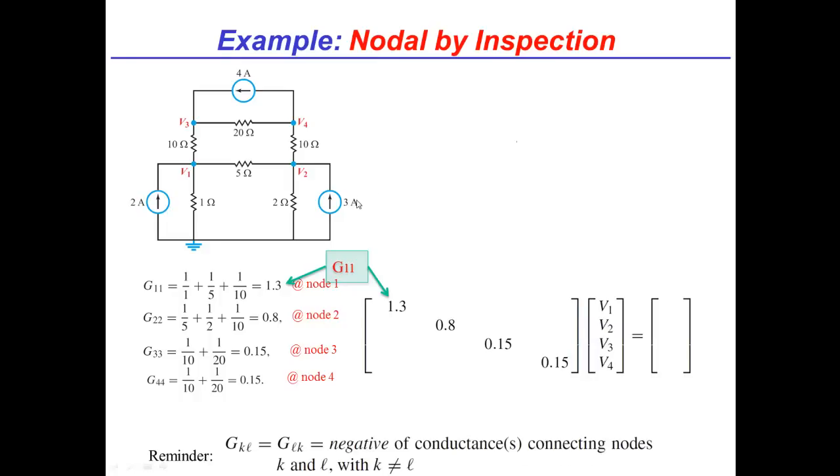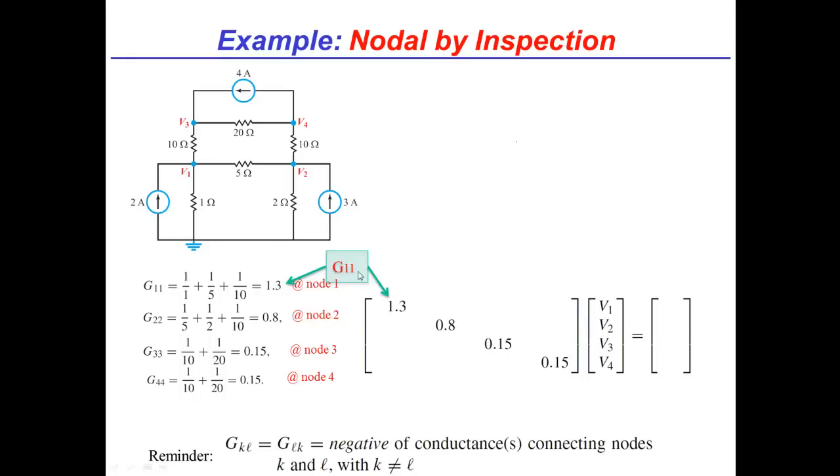Now let's move on to the off-diagonal points. Now the off-diagonal points, it turns out, have symmetry here. In other words, what that means is GKL will always be given the same value as GLK. And this is the negative of conductances connecting nodes K and L, with K not equal to L.